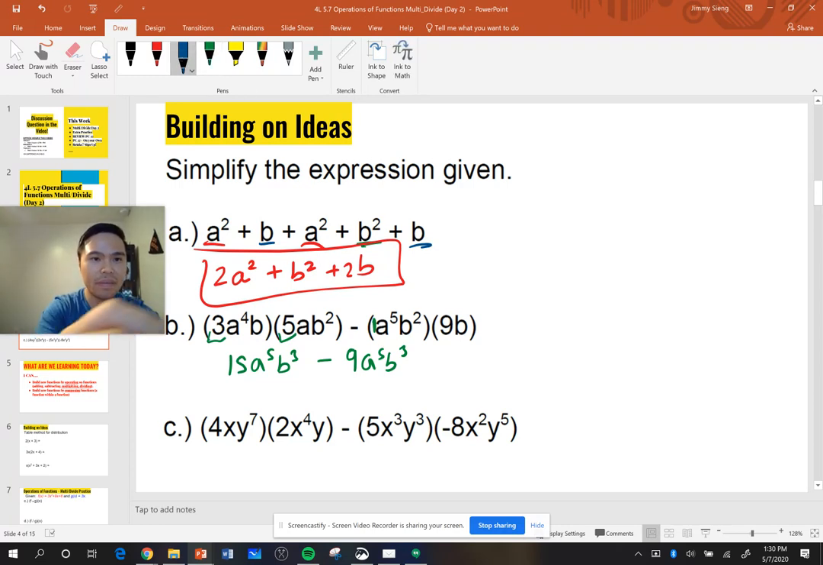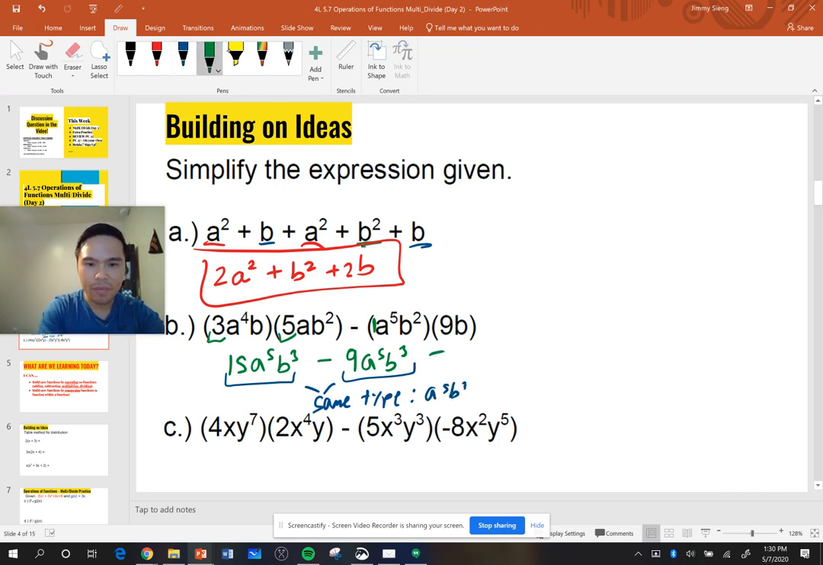Okay, these right here, those are the same type. The type is a to the 5th, b to the 3rd. All right, so I can subtract those. I should have, in this case, 15 minus 9, which gives me 6a to the 5th, b to the third. And that's my answer for that.